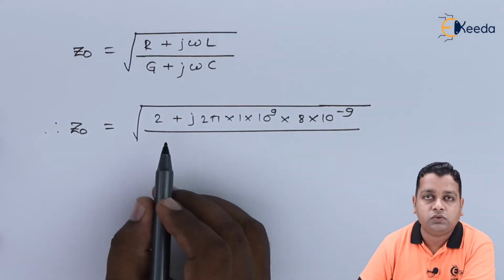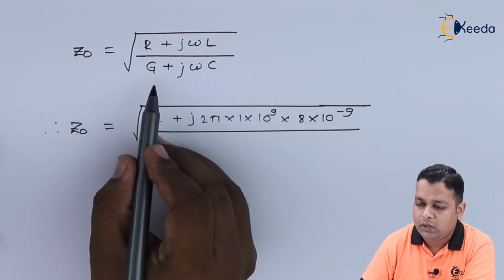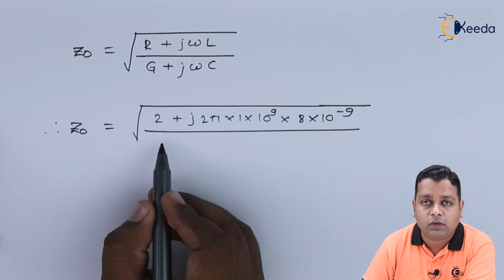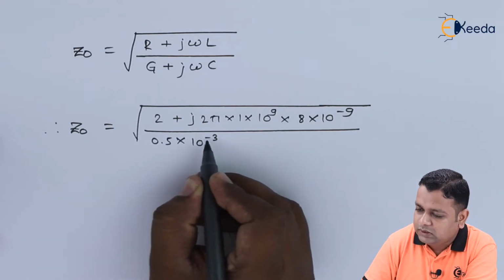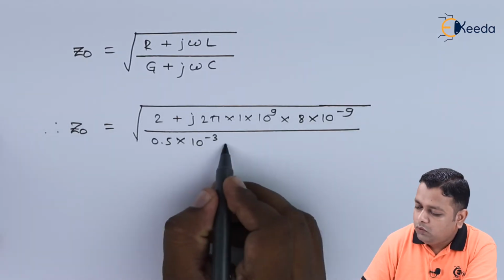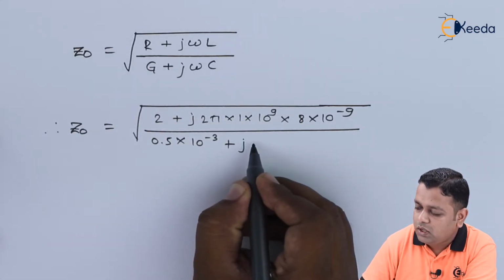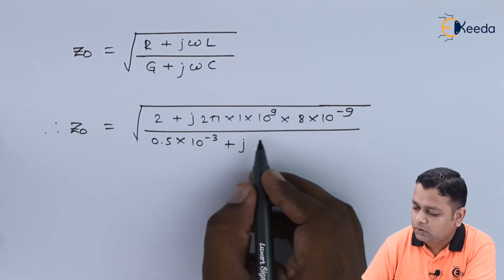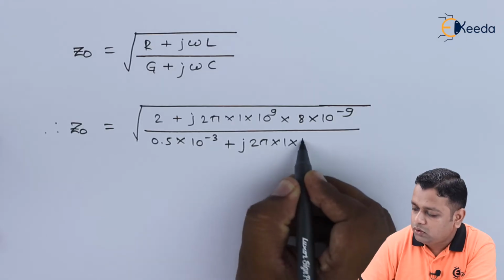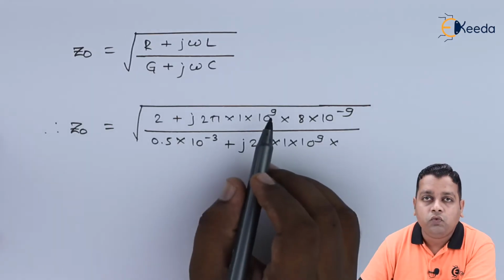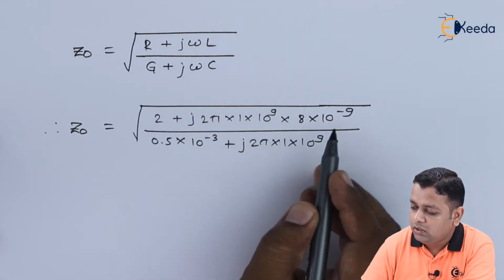Now we substitute the values in the denominator. In the denominator, we first encounter capital G, which is 0.5 millimho per meter. So we substitute 0.5 into 10 raised to the power minus 3 for the milli. Now we add it with j omega C. As before, j omega is 2 pi f, so as in the numerator, here we have 2 pi into 1 into 10 raised to the power 9. Now we require the value of C, which is provided to us. The value is 0.23 picofarad.